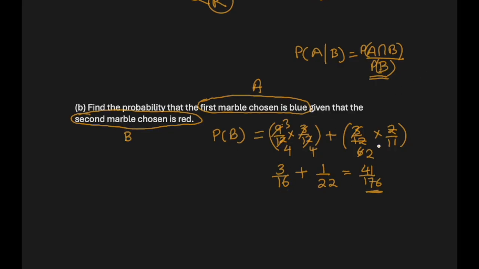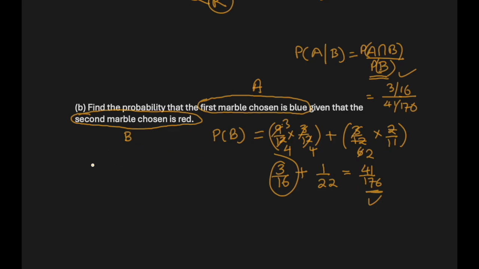So this becomes our denominator. So our answer, if we can continue here, will be 41 out of 176. This is the denominator which we got here. And numerator will be 3 out of 16, which we got in the process to get this.